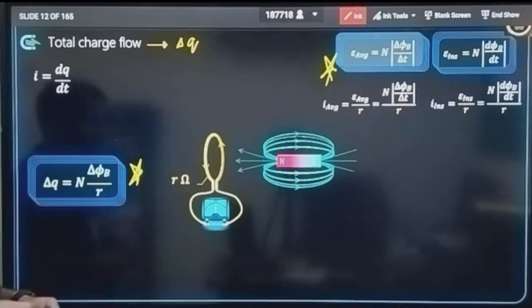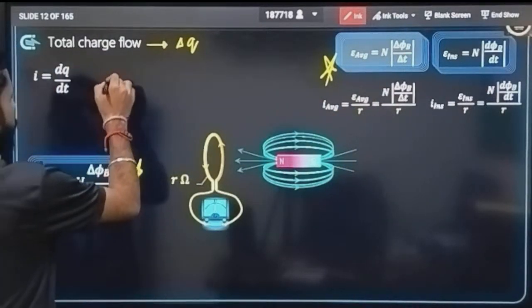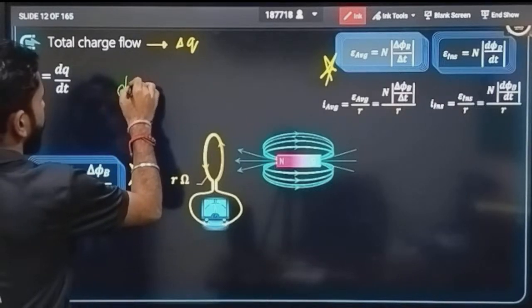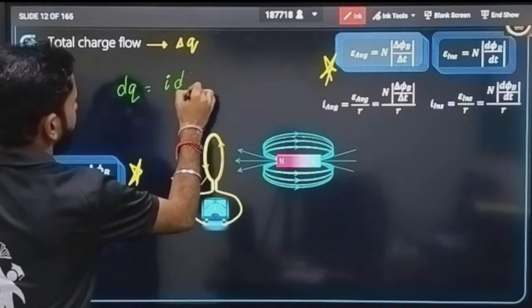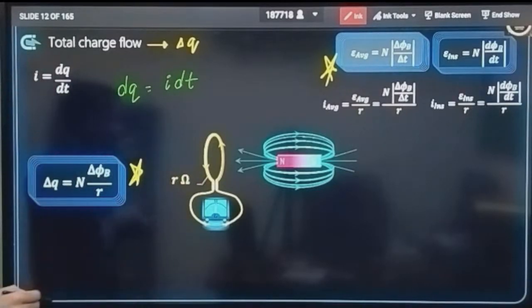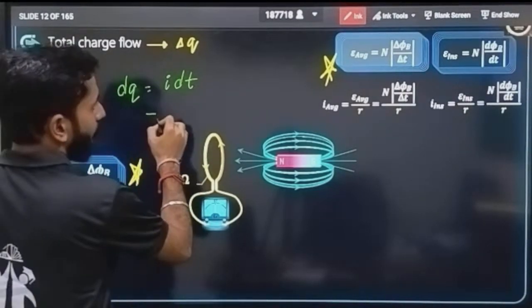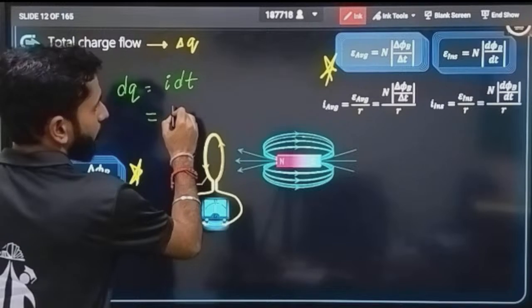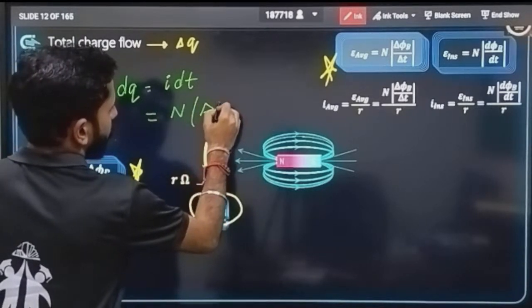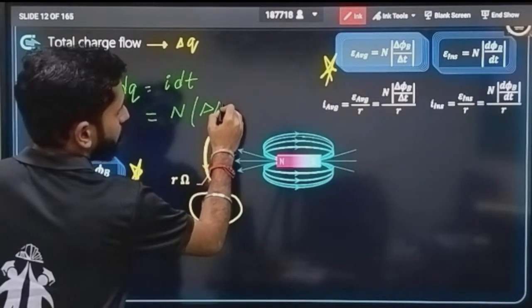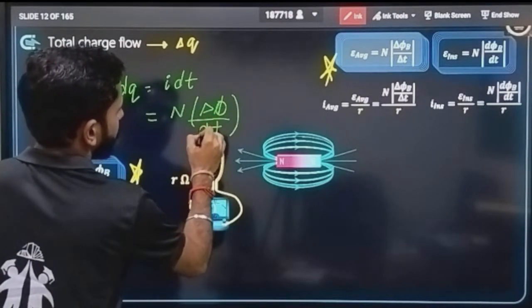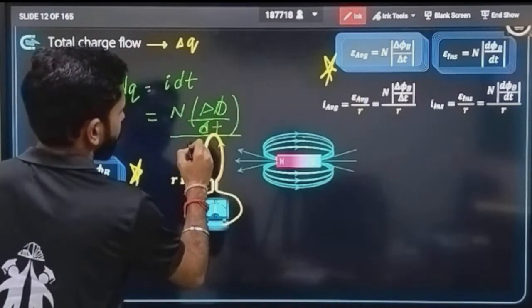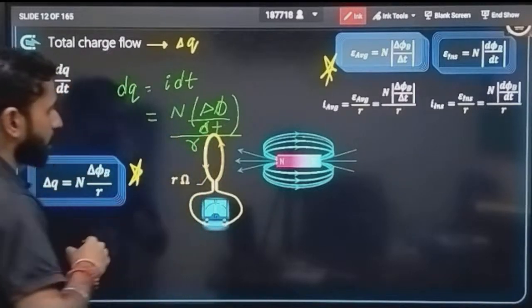Okay, so let's continue what we were discussing. If I ask you what dq is, you will write dq is equal to I into dt. And how do you write I, current? Current is delta phi divided by delta t divided by the resistance, that is R. Correct?